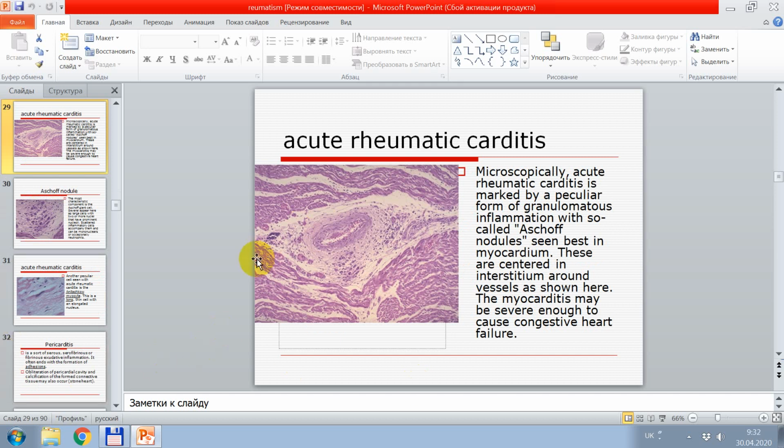This histological picture shows acute rheumatic carditis. Microscopically, acute rheumatic carditis is marked by a peculiar form of granulomatous inflammation with so-called Aschoff nodules, seen best in the myocardium. These are centered in the interstitium around vessels and are shown here. The myocarditis may be severe enough to cause congestive heart failure.